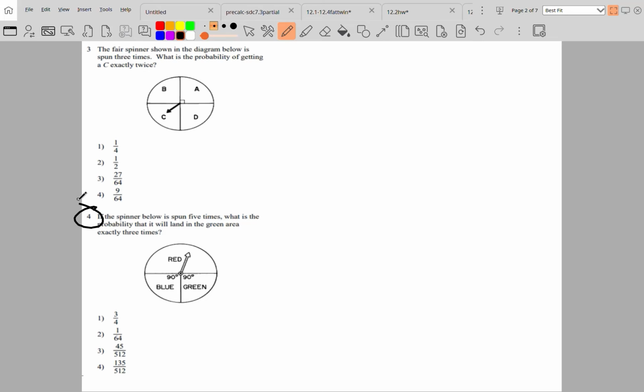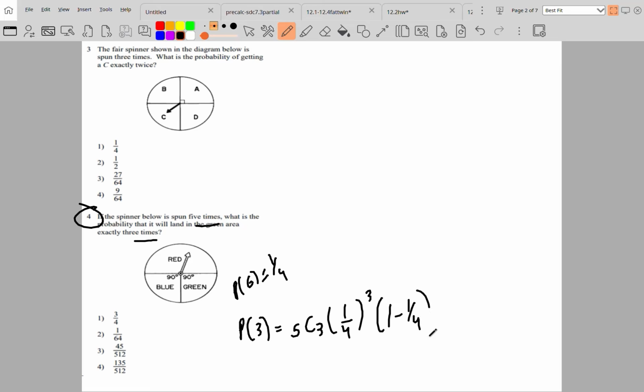The spinner below is spun 5 times. What's the probability to land in the green area exactly 3 times? So the probability of being green is going to be 1 in 4, every time. So let's just do this. We're going to do 3 of 5. So the probability of 3 successes is going to be 5C3. The probability of being green is 1/4. We raise that to the 3rd power because it gets raised to the x. And then here's 1 minus 1/4 to the 5 minus 3.